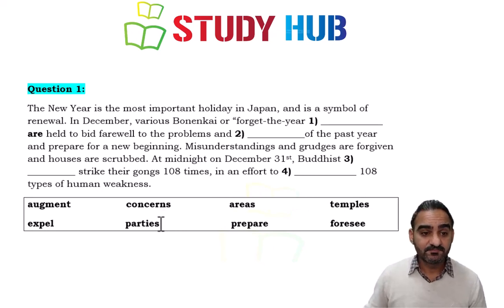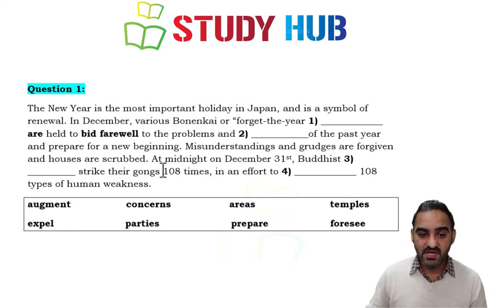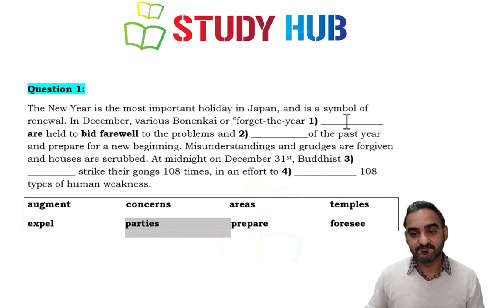Now look at the tone. The New Year is the most important holiday, a symbol of renewal. Various Bonenkai, or forget-the-year parties, are held to bid farewell to the problems. So the tone is positive here, right? We are speaking in positive terms. So out of these words, we'll look for something positive. And you have to look at the context as well. If you need to bid farewell to something, this is called context. Out of these words, which is the most likely answer if you want to bid farewell to something or someone? The answer will be parties.